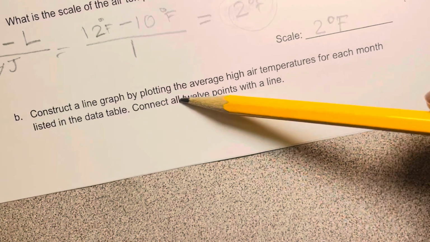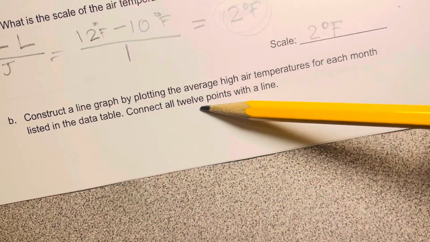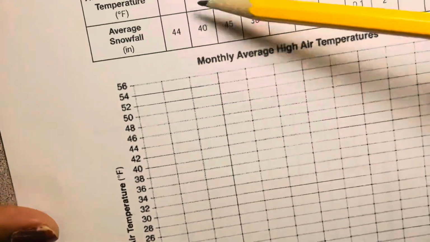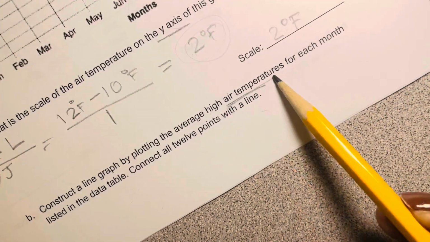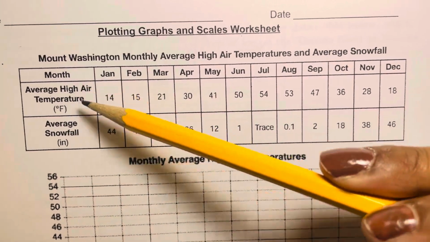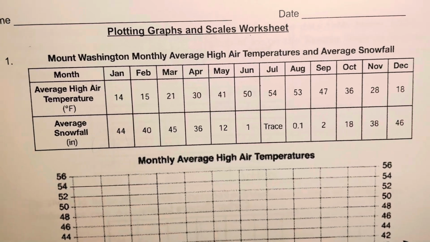Next, B, construct a line graph by plotting the average high temperatures for each month listed in the data table. Connect all 12 points with a line. So let's start with, first off, the question is asking about air temperature. We have in our data table average snowfall and air temperature. So we're not really looking at the snowfall numbers, we're only looking at the temperature numbers, and we're going to graph that.